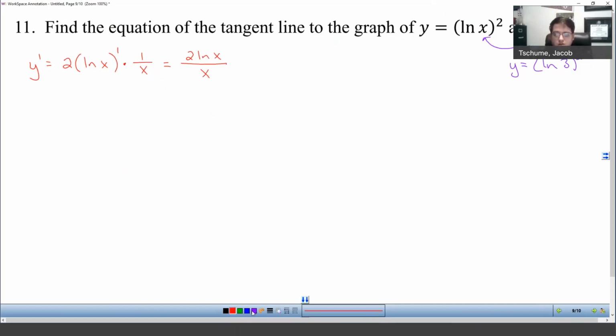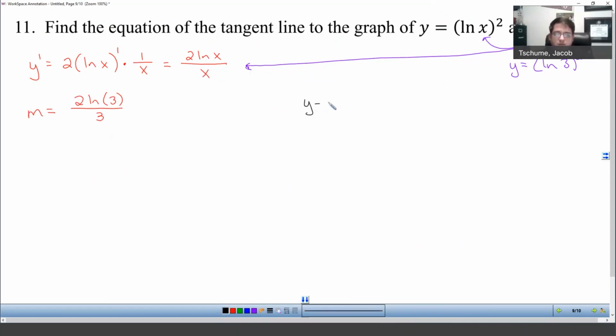Then you're going to take that x value, which is 3, and plug it into the derivative to find the slope. So m is going to be 2 times the natural log of 3 divided by 3. Once again, I have not gone to my calculator yet. We will in a few minutes, but for now, let's leave everything as it is.